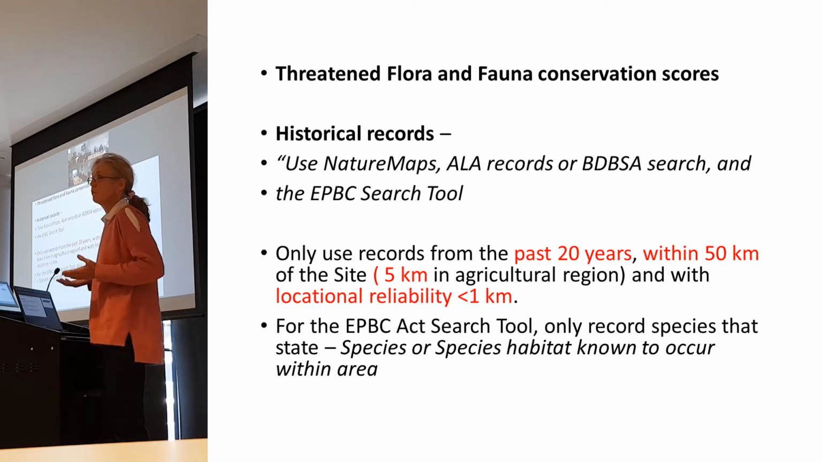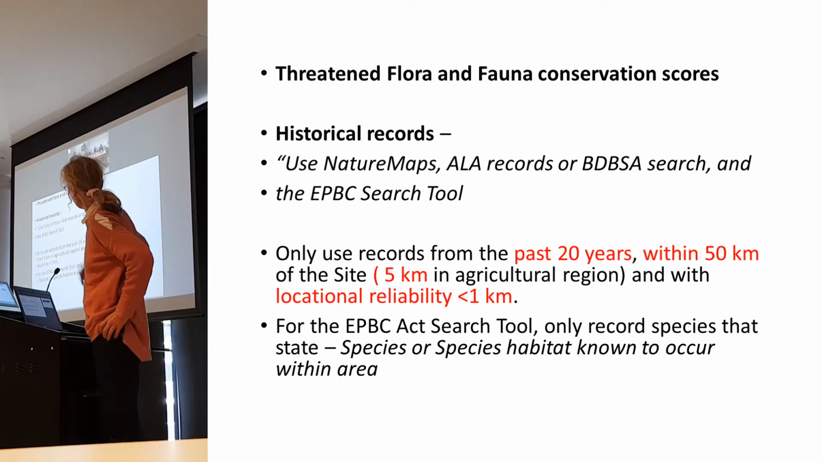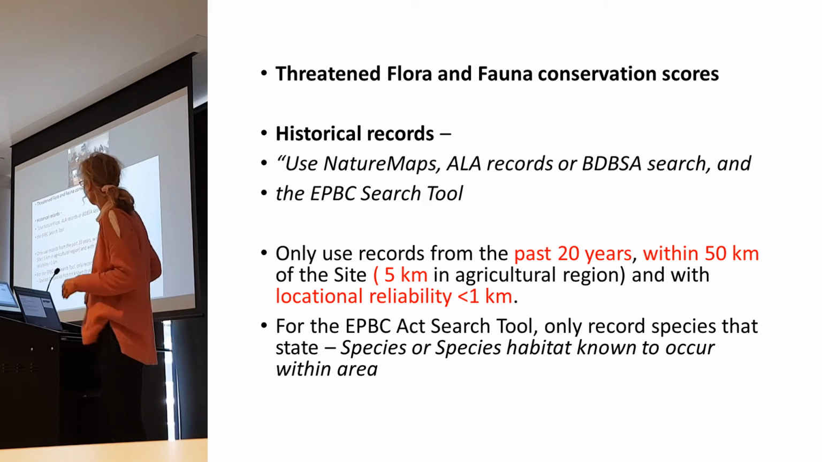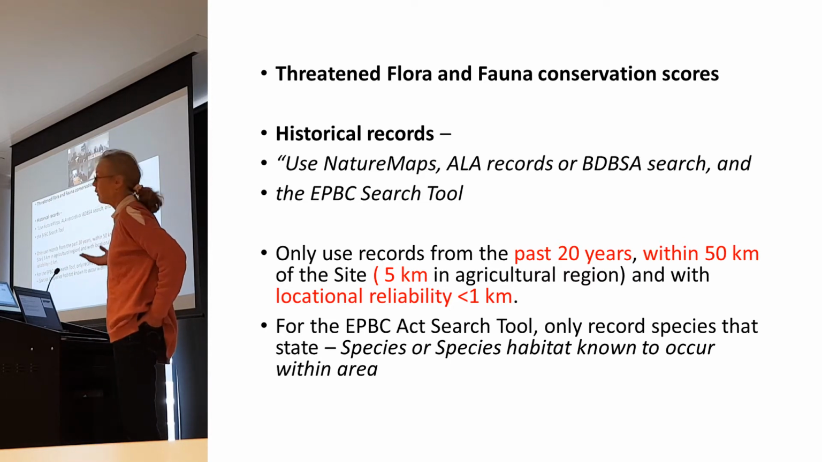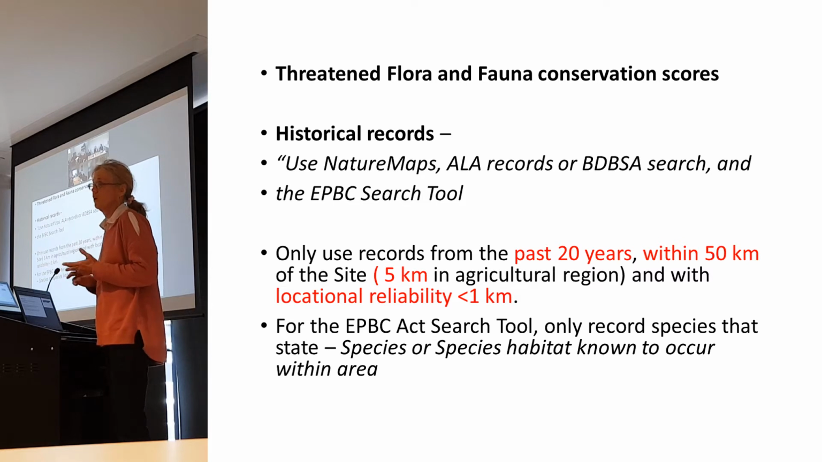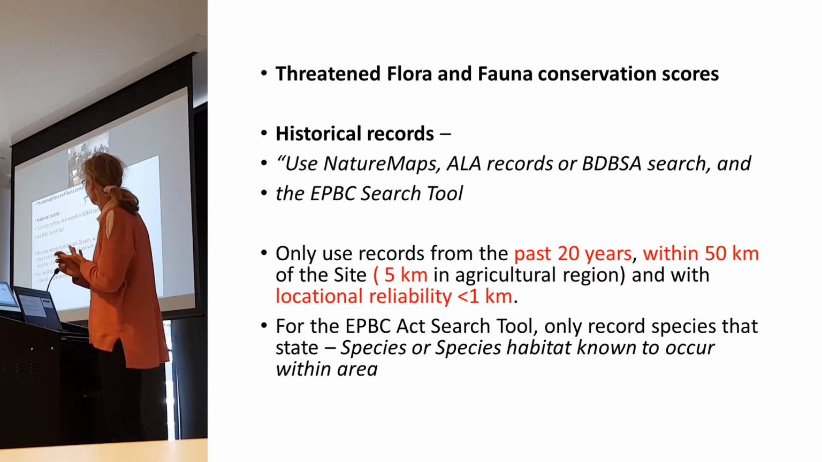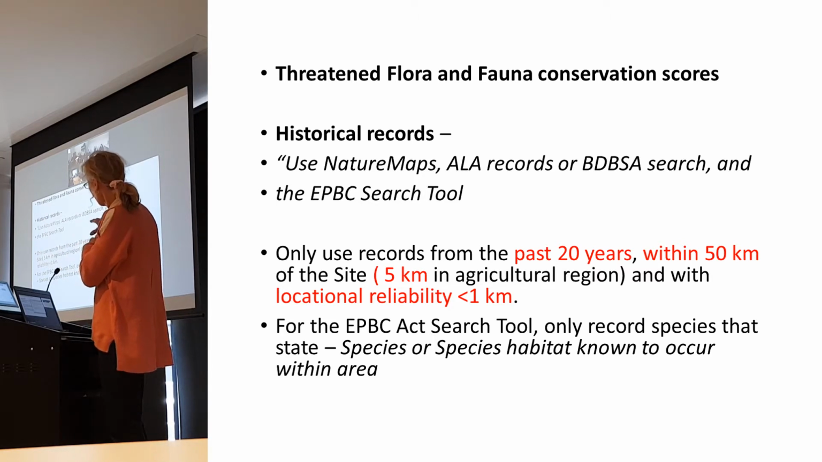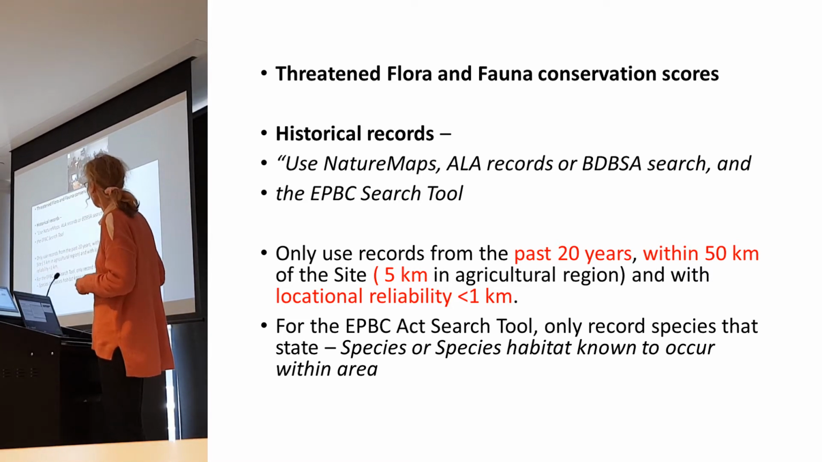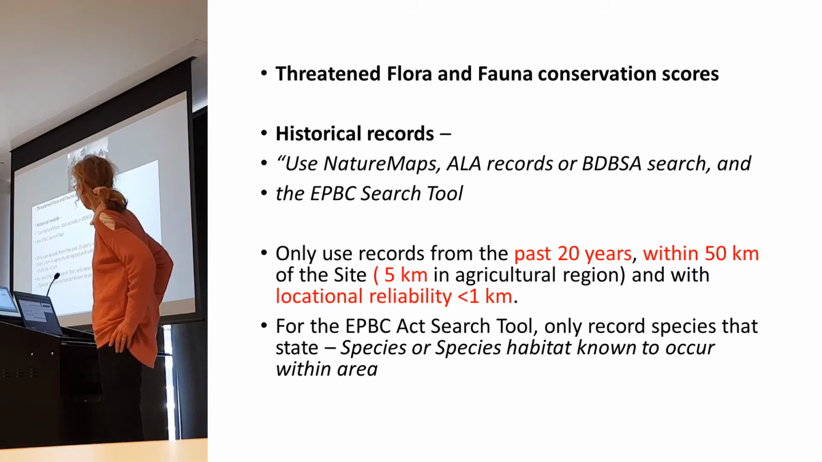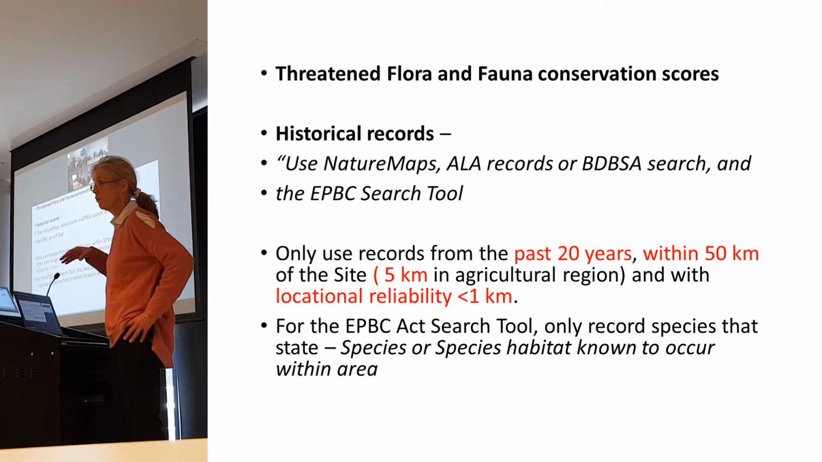They ask you to look up historical fauna records to come up with a threatened species score. And the wording of the manual is to use NatureMaps, the Atlas of Living Australia, or a biological database search in conjunction with an EPBC search tool. The guidelines for what records to use for fauna: it has to be suitable habitat, number one, but only in the past 20 years, within 5 kilometres of your area of interest for the agricultural zone and within 50 kilometres for the arid zone, and with location reliability of less than 1 kilometre. And then you also use the EPBC search tool as well.